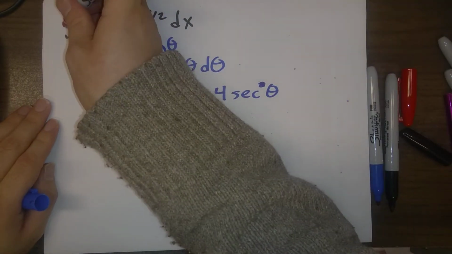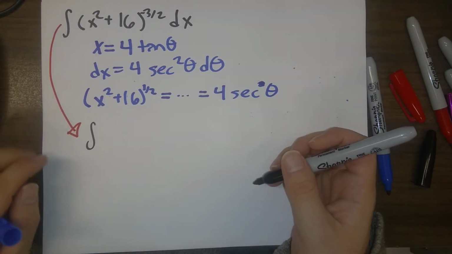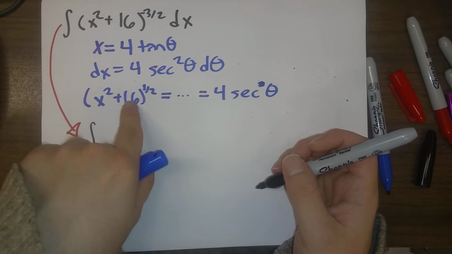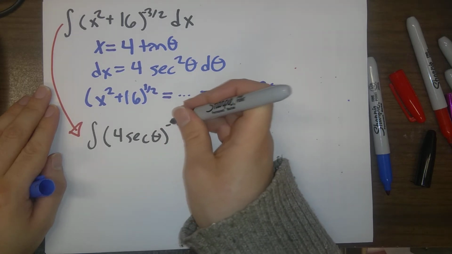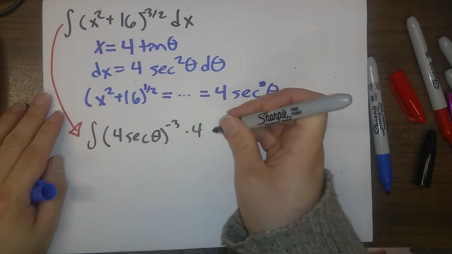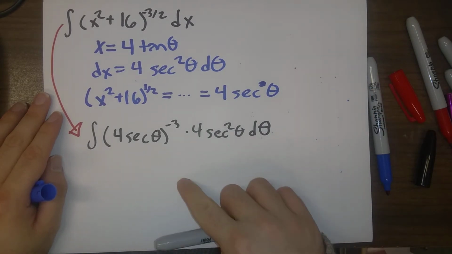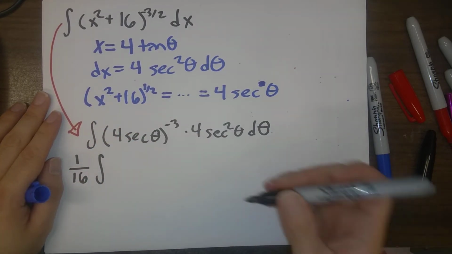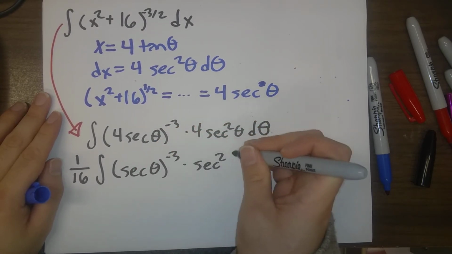So putting all of these pieces together, we end up with the integral of 4 secant theta raised to the minus 3, since this raised to the 1/2 is 4 secant theta, times dx, which is 4 secant squared theta d theta. Okay, let's simplify things. We have a 4 to the minus 3, so that's 1 over 4 cubed, or 1 over 64. And we have secant theta to the minus 3 times secant squared theta.